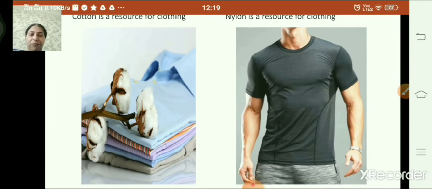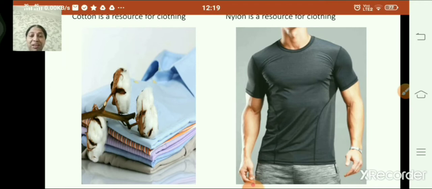Cotton fabric. From where do we get cotton? Yes, we get cotton from cotton plant. So this is available in nature. Whereas nylon is made of chemicals. This nylon fabric is generated in the laboratory. It is man-made. So cotton is natural and nylon is man-made.